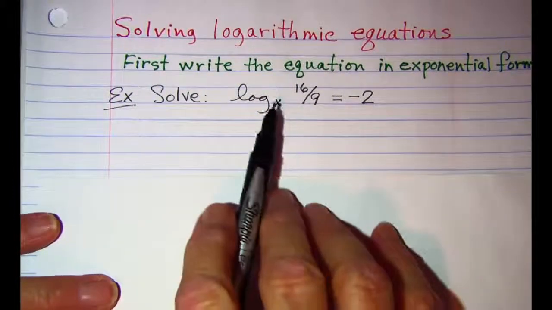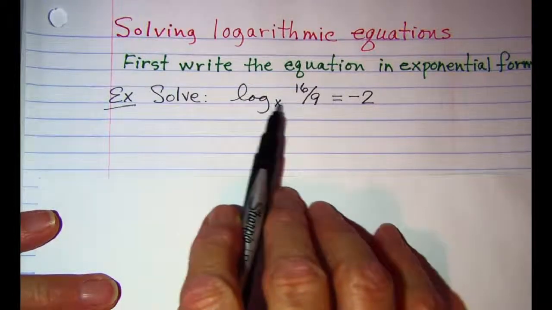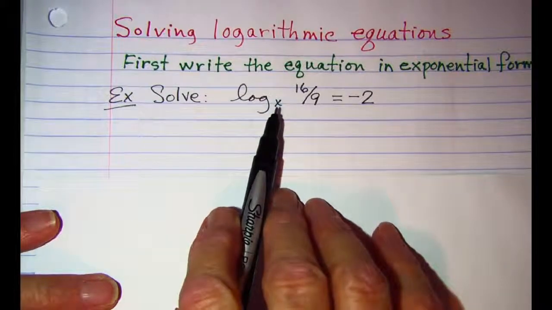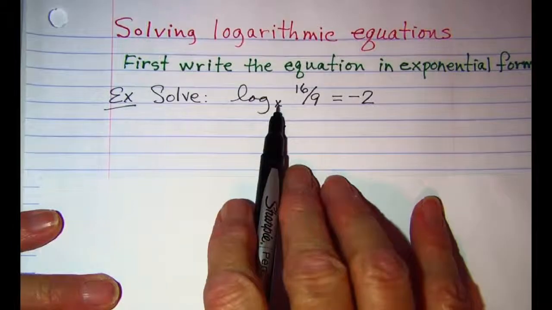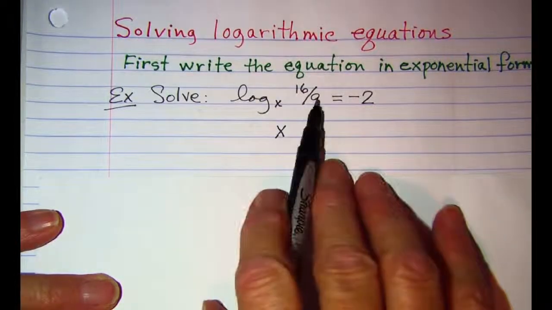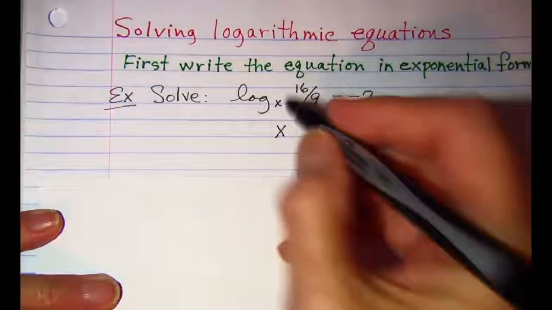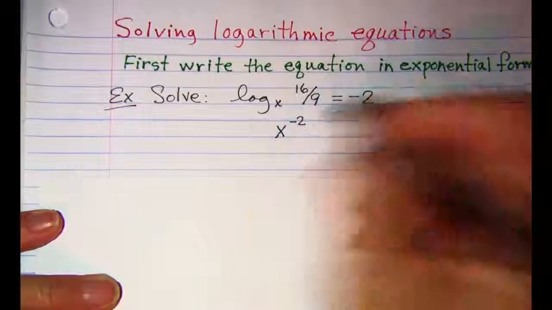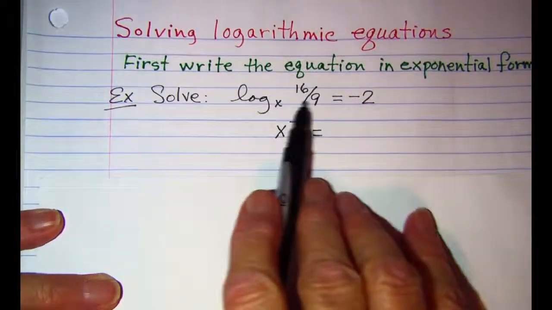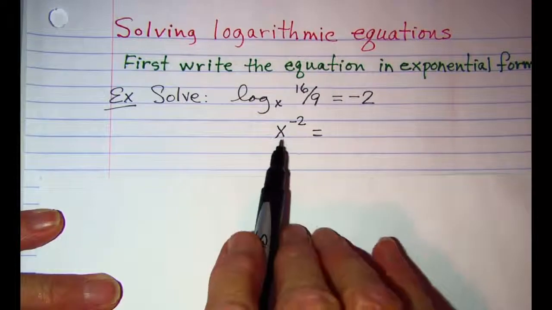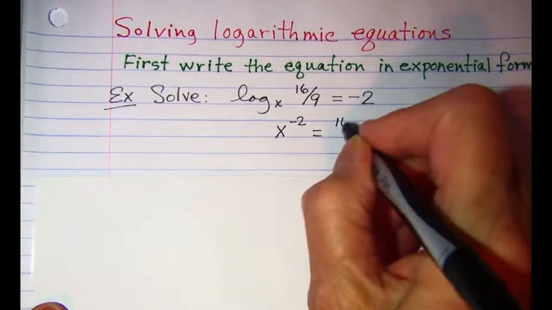Now when we write this in exponential form, we know that the base of the logarithm is the base of the exponent. So x is the base of our exponential. Also, we know that the log is the exponent. So -2 is our exponent. And then this is equal to the argument of the logarithm. So x to the -2 is equal to 16/9.